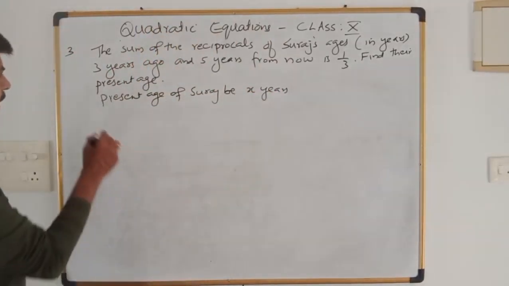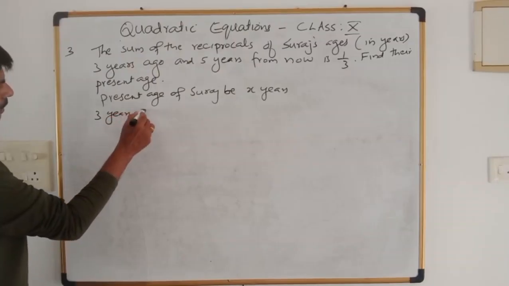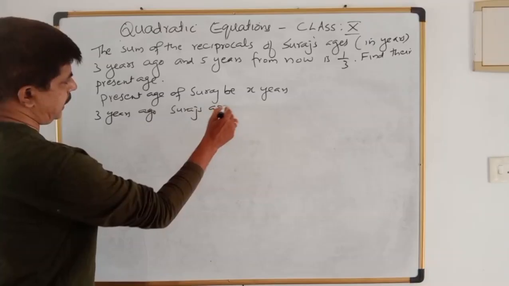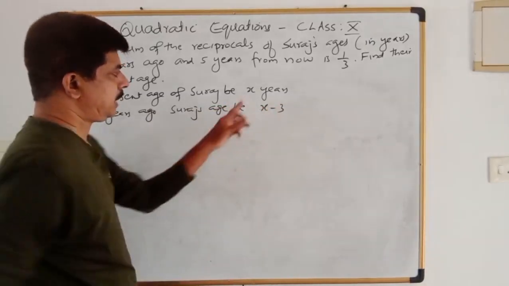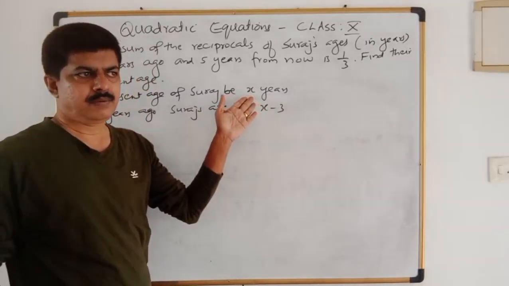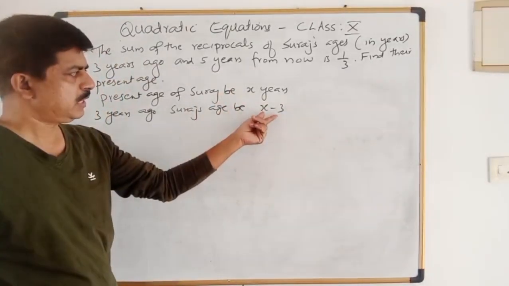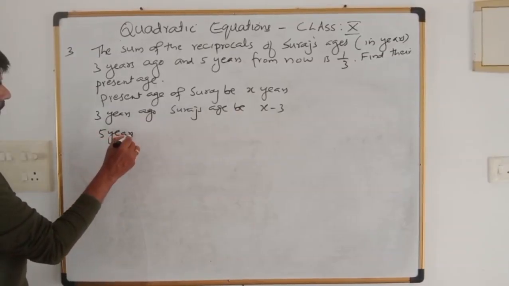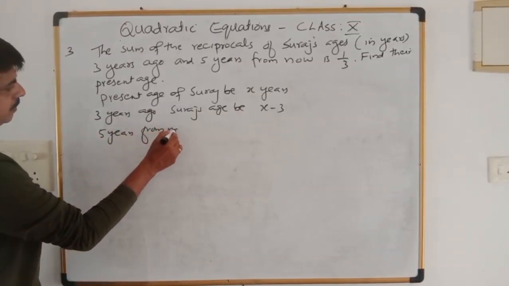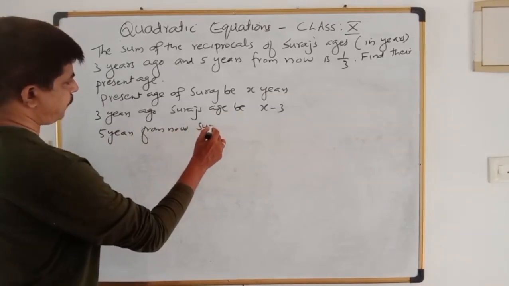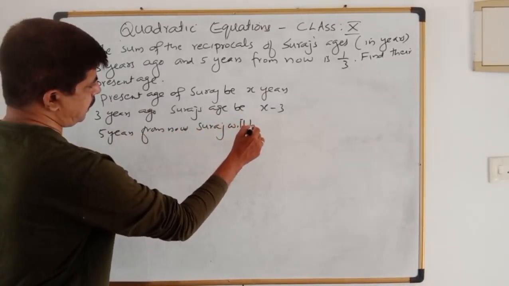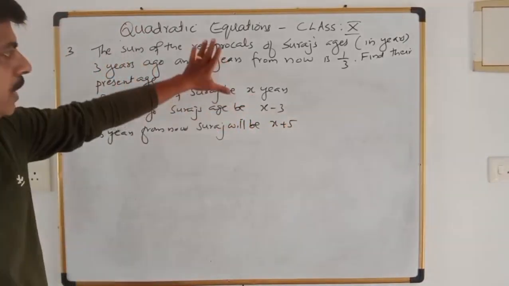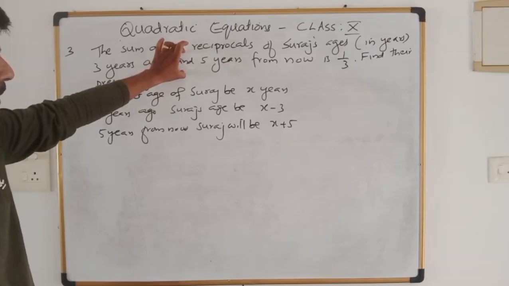According to the question, we want to find the age 3 years ago and 5 years from now. 3 years ago Suraj's age would be x minus 3. This is the present age minus 3 years; he was 3 years less. Now 5 years from now, Suraj will be x plus 5. Okay, so according to the question, read the statement and make an equation now.